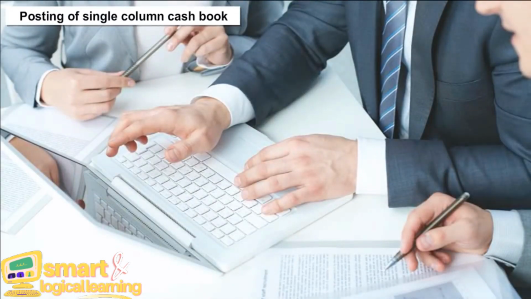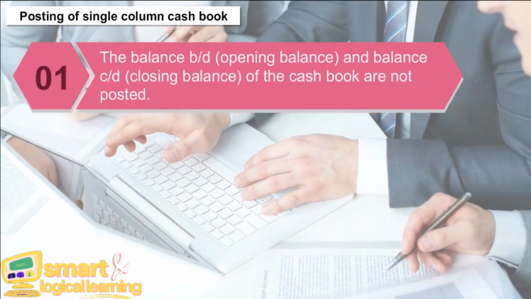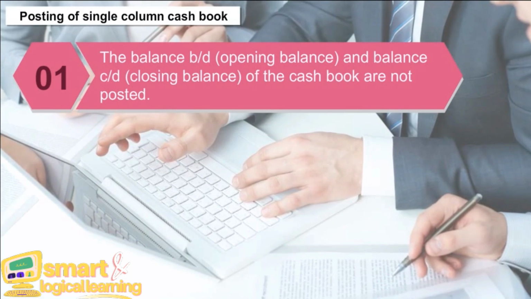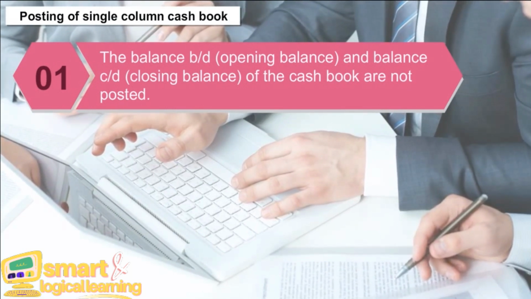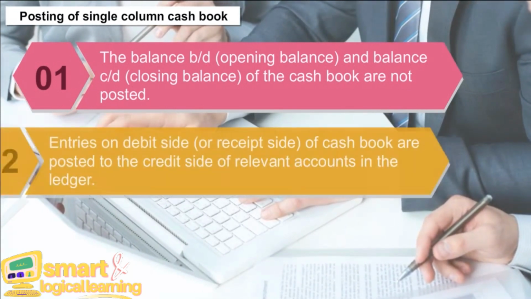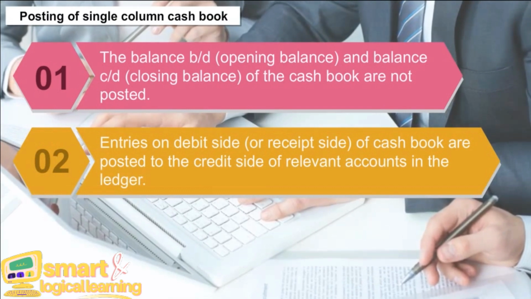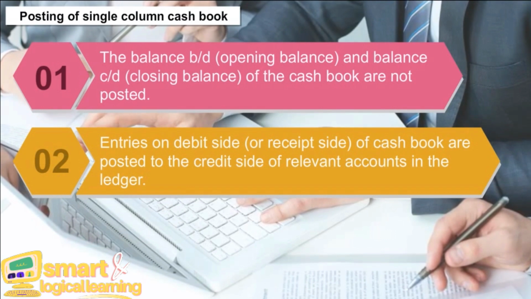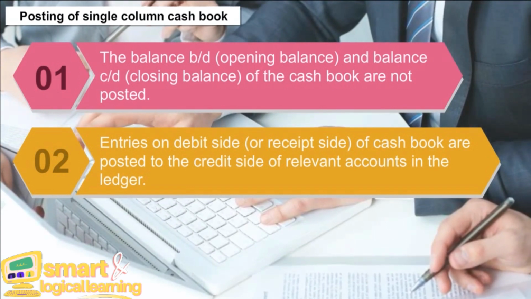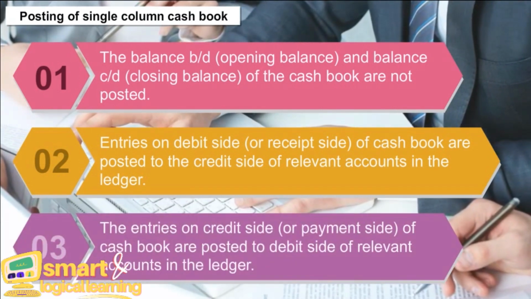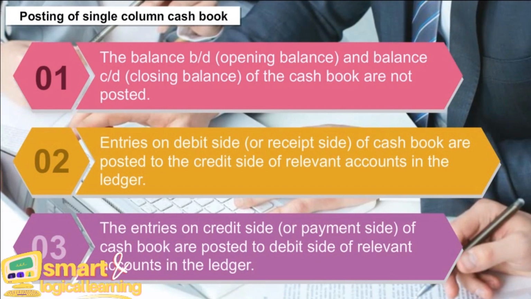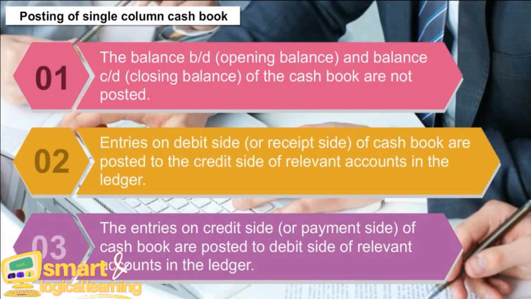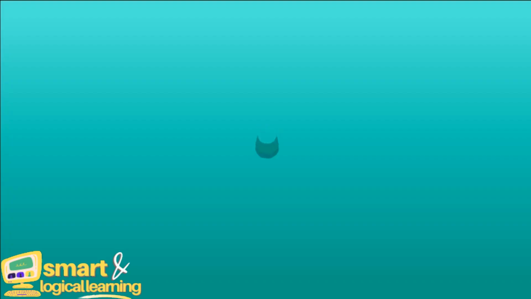Posting of single column cash book. 1. The balance b/d opening balance and balance c/d closing balance of the cash book are not posted. 2. The entries on the debit side or receipt side of the cash book are posted to the credit side of relevant accounts in the ledger. 3. The entries on the credit side or payment side of the cash book are posted to the debit side of relevant accounts in the ledger.